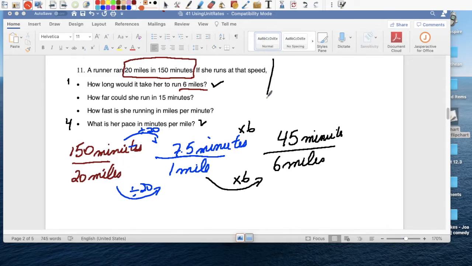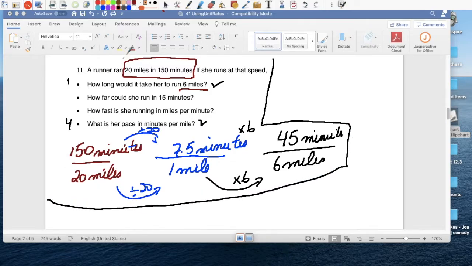So I'm going to try to squeeze in the second question. Now question 2 and 3, I'll put it over here. Let's do 2 and 3. How fast can she run in 15 minutes? So ¿cuánto puede correr ella en 15 minutos? So the question is in minutes. So I'm going to put minutes at the bottom. I'm going to change that around.